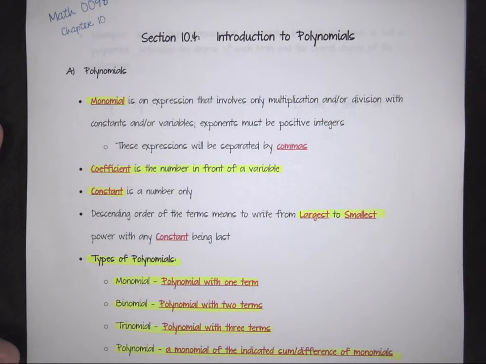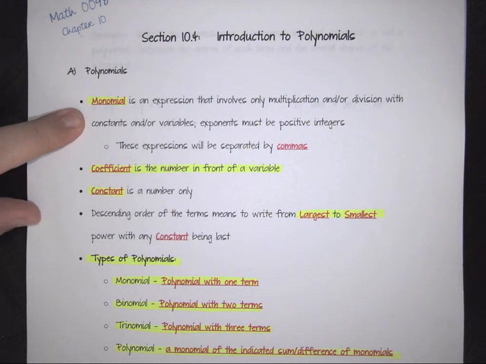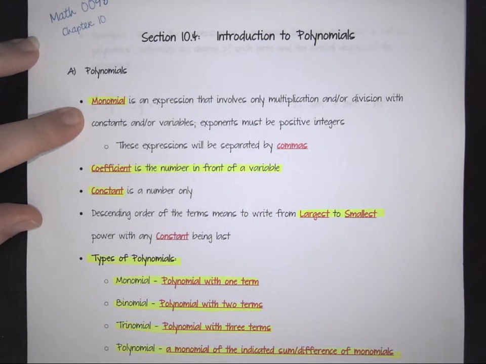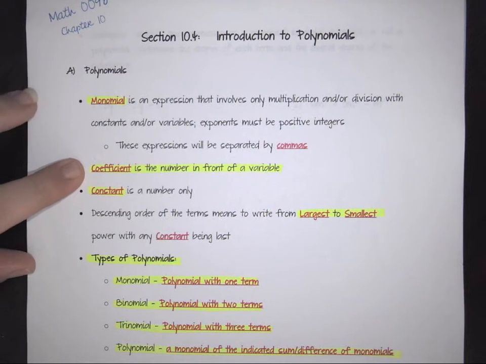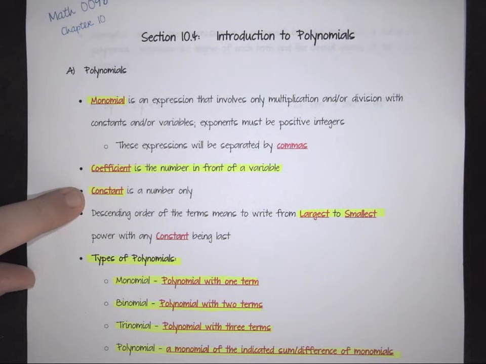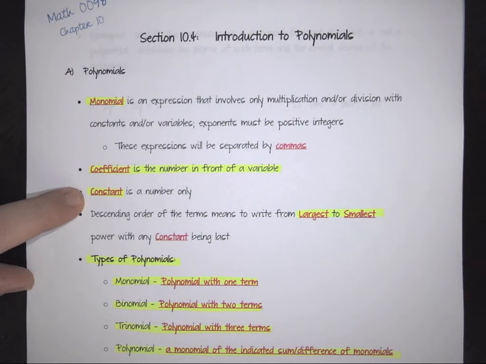Now we have some different types. First of all, we have to know what a monomial is. So a monomial is an expression that involves only one term. Now you can have multiplication or division. You can have a combination of a number and a variable, but you've only got one single term. Now, coefficient is the big fancy word for the number in front of the variable. Whenever you see a letter and it has a number attached, that number is a coefficient. A constant is if you just have a number totally by itself.